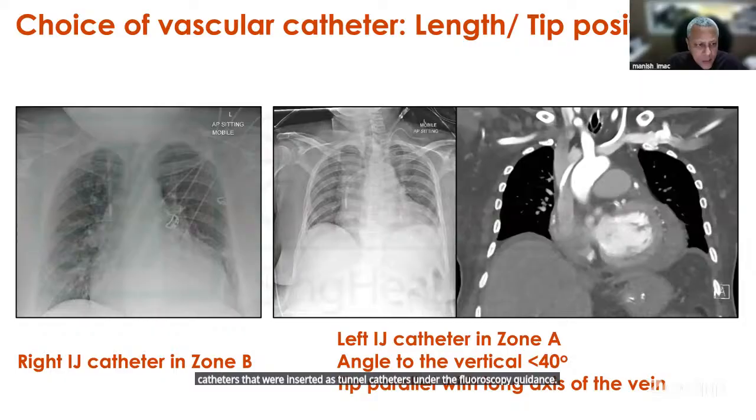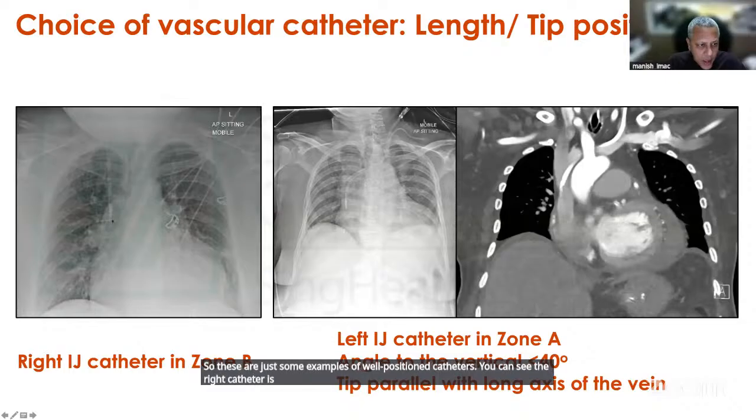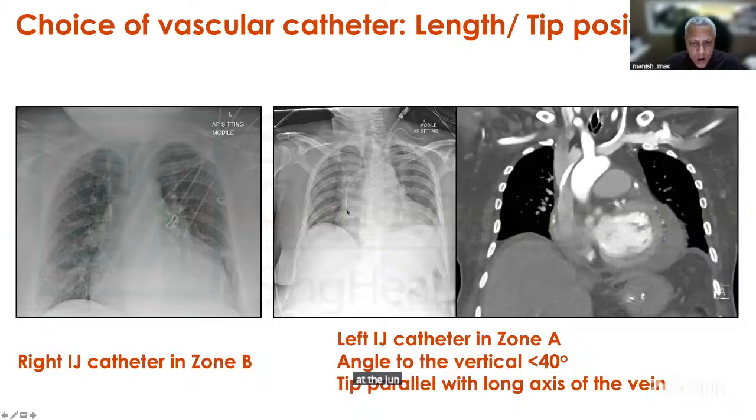So these are just some examples of well-positioned catheters. So you can see the right catheter is in zone A, which is at the junction of SVC to RA. It's a good position. This left-sided catheter flows in very well. You can see very clearly the 2 bends, the first bend and the second bend into the IVC. And this is in zone A again, at the junction of SVC to RA. And the angle to the vertical is definitely less than 40 degrees. So that's a good position.